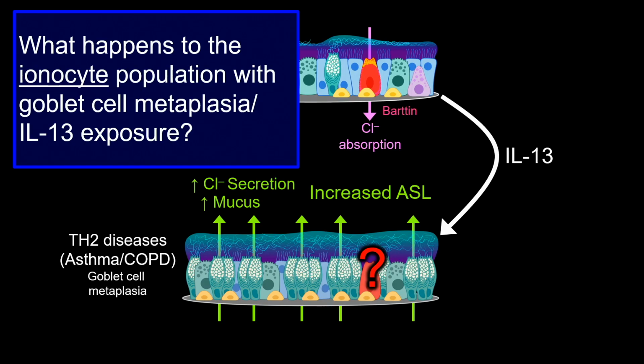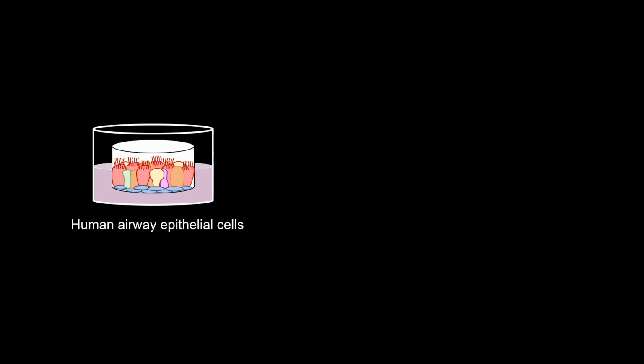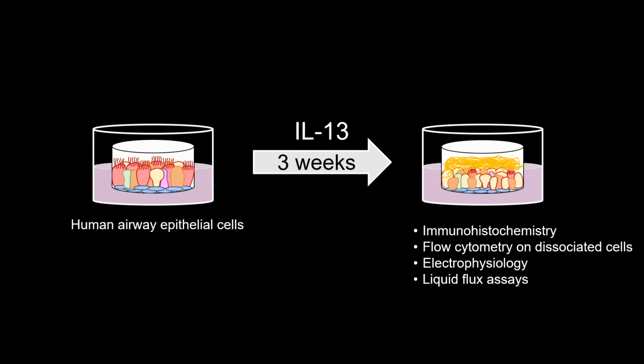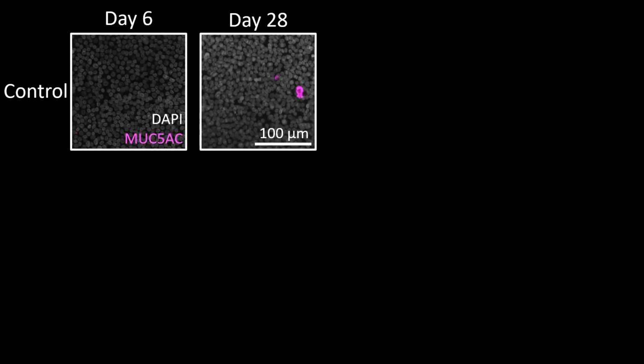And so we asked what happens to the ionocyte population with goblet cell metaplasia using IL-13 exposure. So we took human airway epithelial cells, cultured them in the presence or absence of IL-13, and then did a number of different assays. So first, we just confirmed that IL-13 in our hands would cause goblet cell metaplasia.